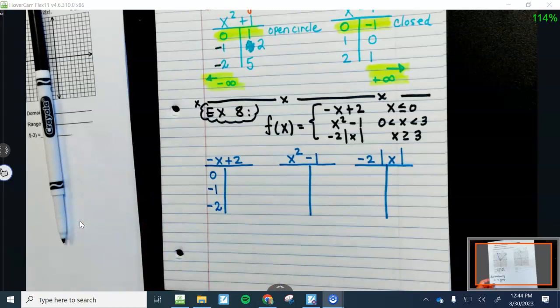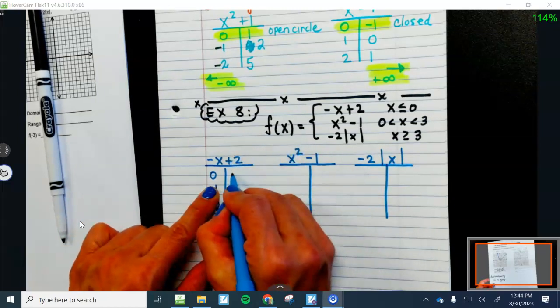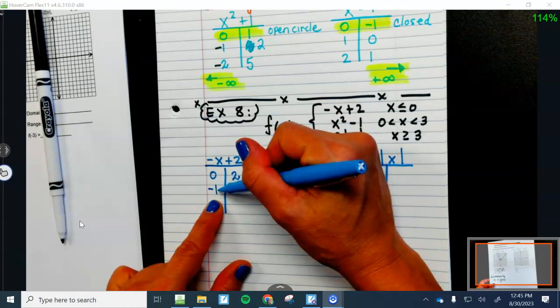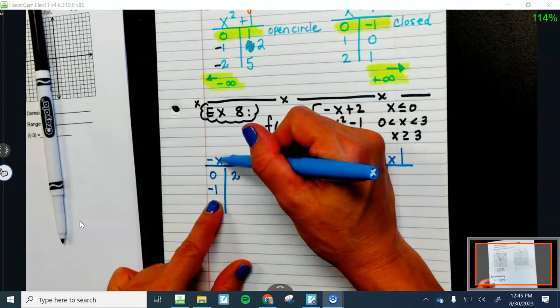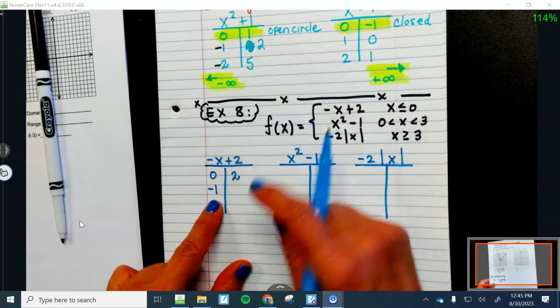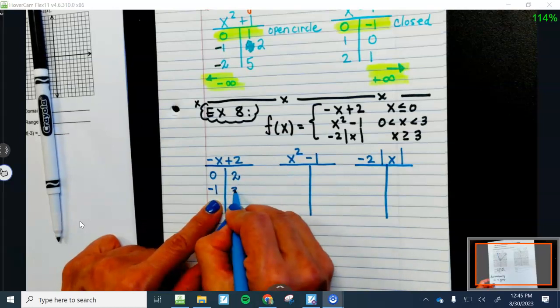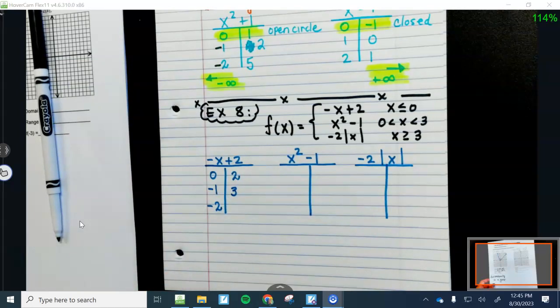All right, let's go ahead and get some outputs. When we plug in 0, of course, that's 2. When you plug in a -1, what's going to happen right there? Right. So what's the output right here, guys? It's a 3. Great job. What's your last output? A 4. Good job. All right. Let's analyze the beginning and end.